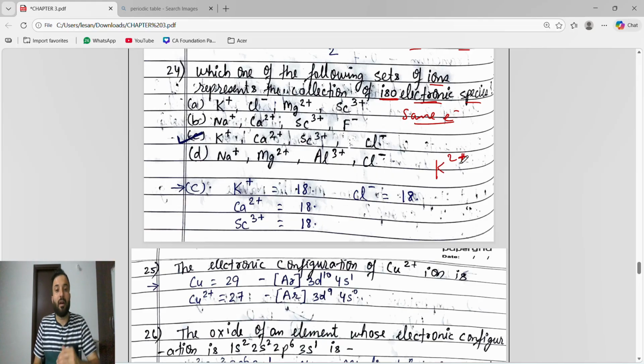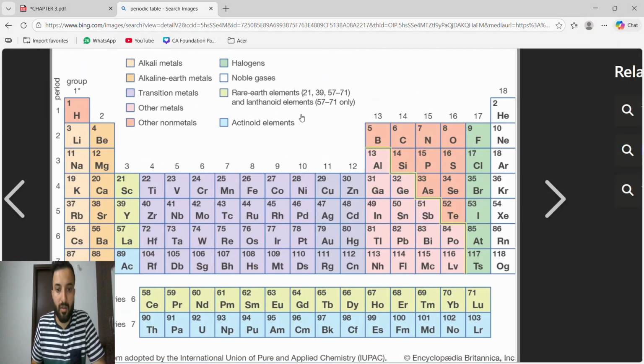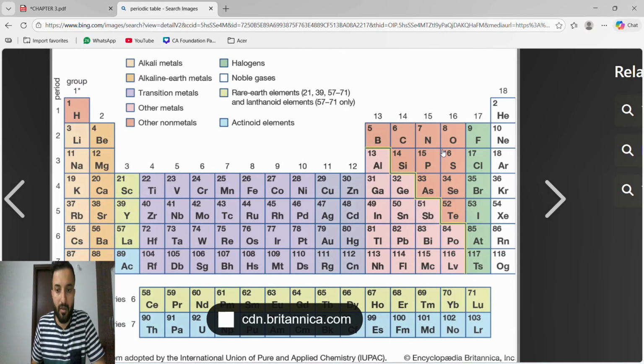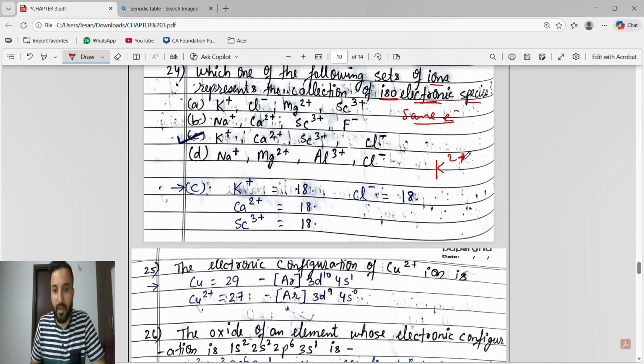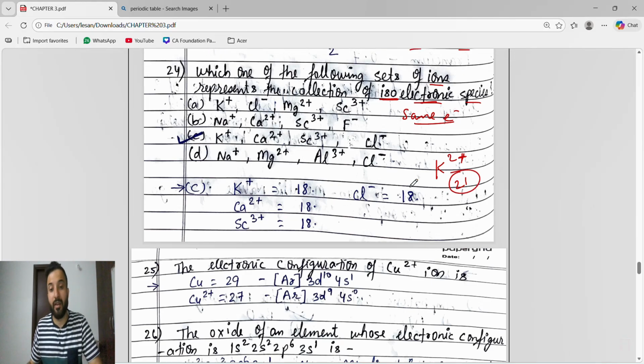See, in the examination many students make the mistake with 2 plus. K is potassium, K means 19. So they will say 19 plus 2, 21. No, don't do like this. Plus 2 means 2 electrons we have removed. So removing 2 electrons means 19 minus 2. It should be 17, not 21. Yes, like that guys, we have to see.